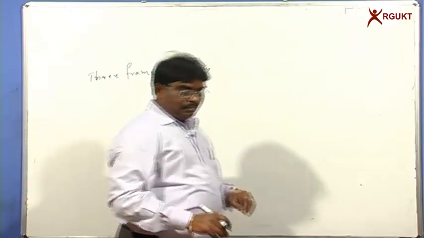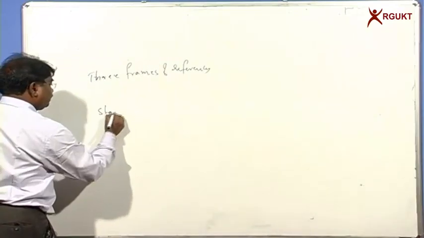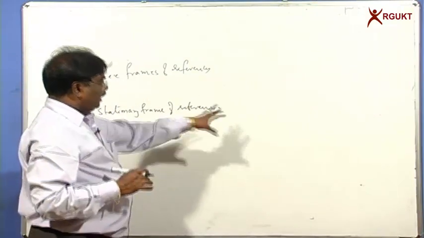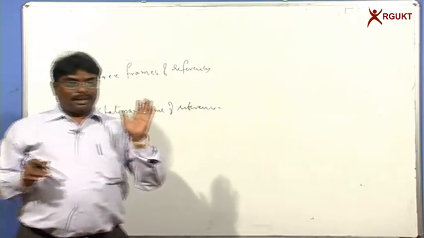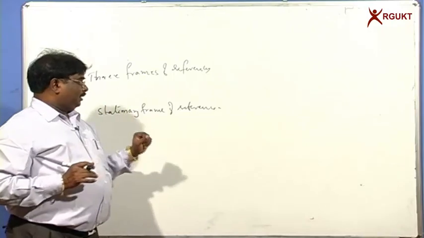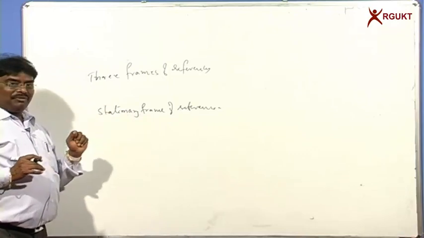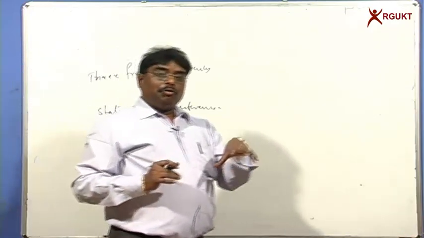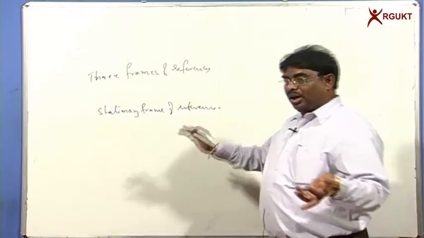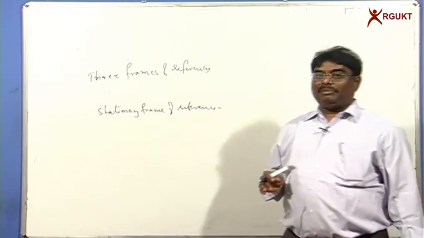In the case of three frames of reference, one is a stationary frame of reference. We have an observer who is observing or measuring how many molecules are passing per unit area per unit time, where the observer is stationary. Do you understand or not? We have a stationary frame of reference. In the case of the stationary frame of reference, we have an observer who measures how many molecules are passing at a given location per unit time. That is what we call a stationary frame of reference.